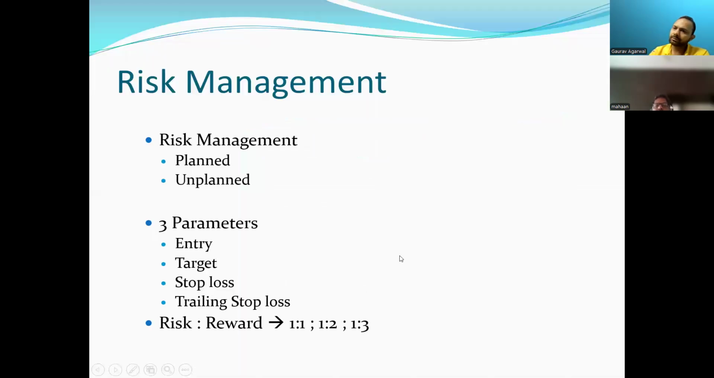Okay, this is clear, risk management. This is just the theory part right now. But when I start the charts, at that time I will explain how to use it on charts as well. Okay.